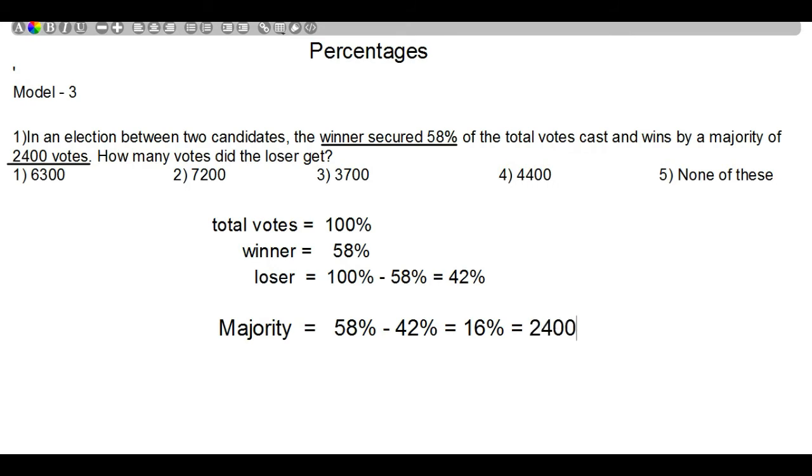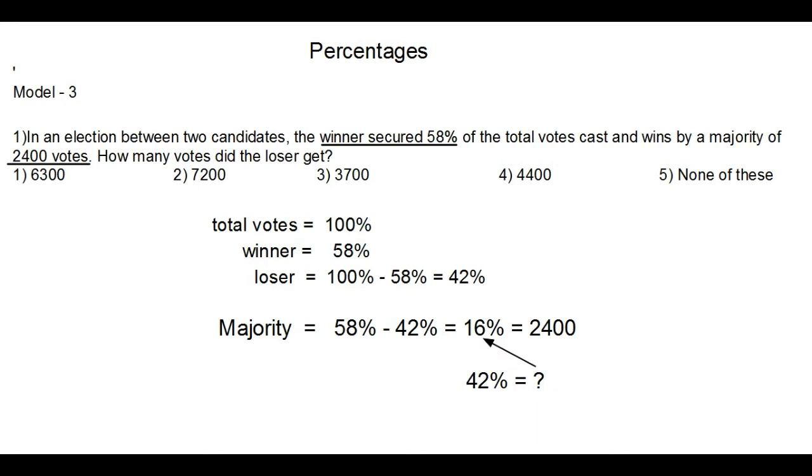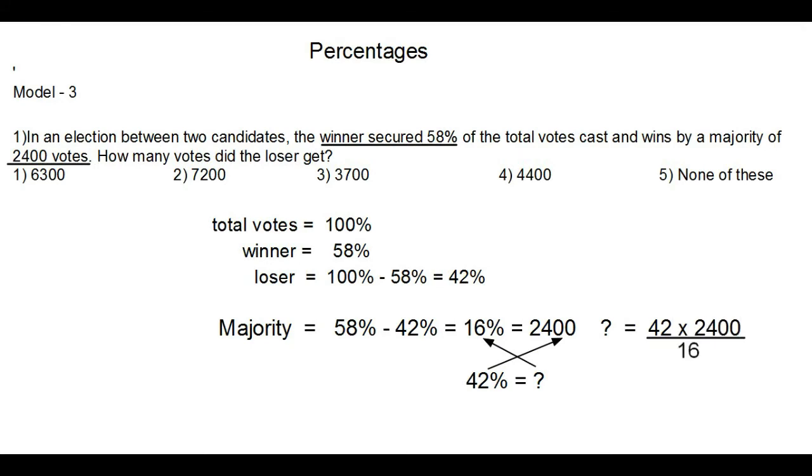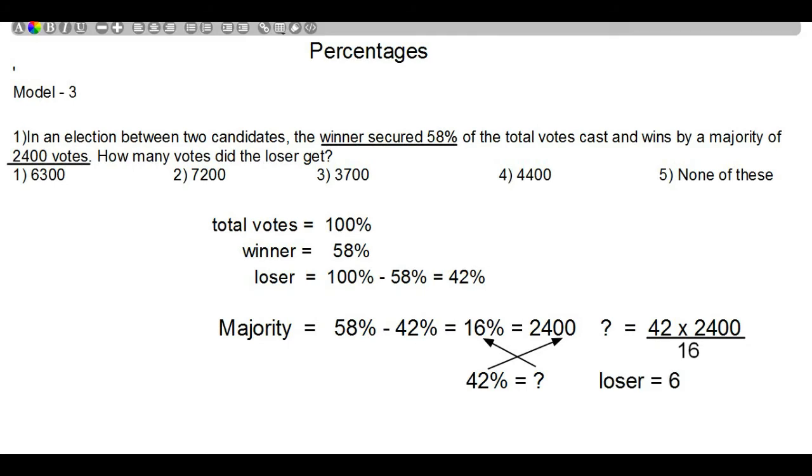So we can say that 16% is as good as 2,400 votes. And we are supposed to find out how many votes the loser got. We very well know that the loser has obtained 42% of the votes. So if 16% is equivalent to 2,400, 42% will be equivalent to what? By cross multiplication, we get the required answer. So the answer here should be 42 into 2,400 divided by 16. We can say that the loser has got 6,300 votes.